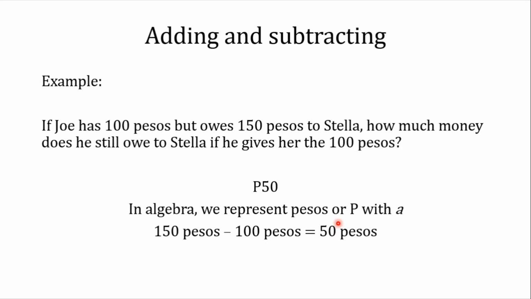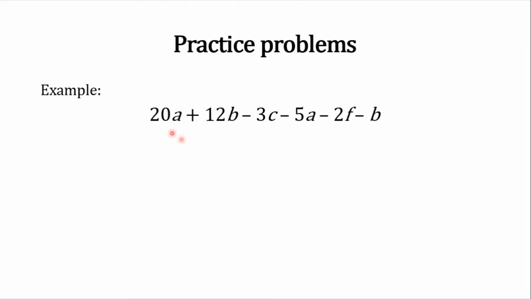Now the problems will get complex over time, but it's good practice to use symbols. So pesos as letter A, so 150A minus 100A equals 50A. Later on, as equations get more complex, it's important to use symbols instead of words. Another example, which you will most likely encounter, is being asked to simplify this algebraic expression.